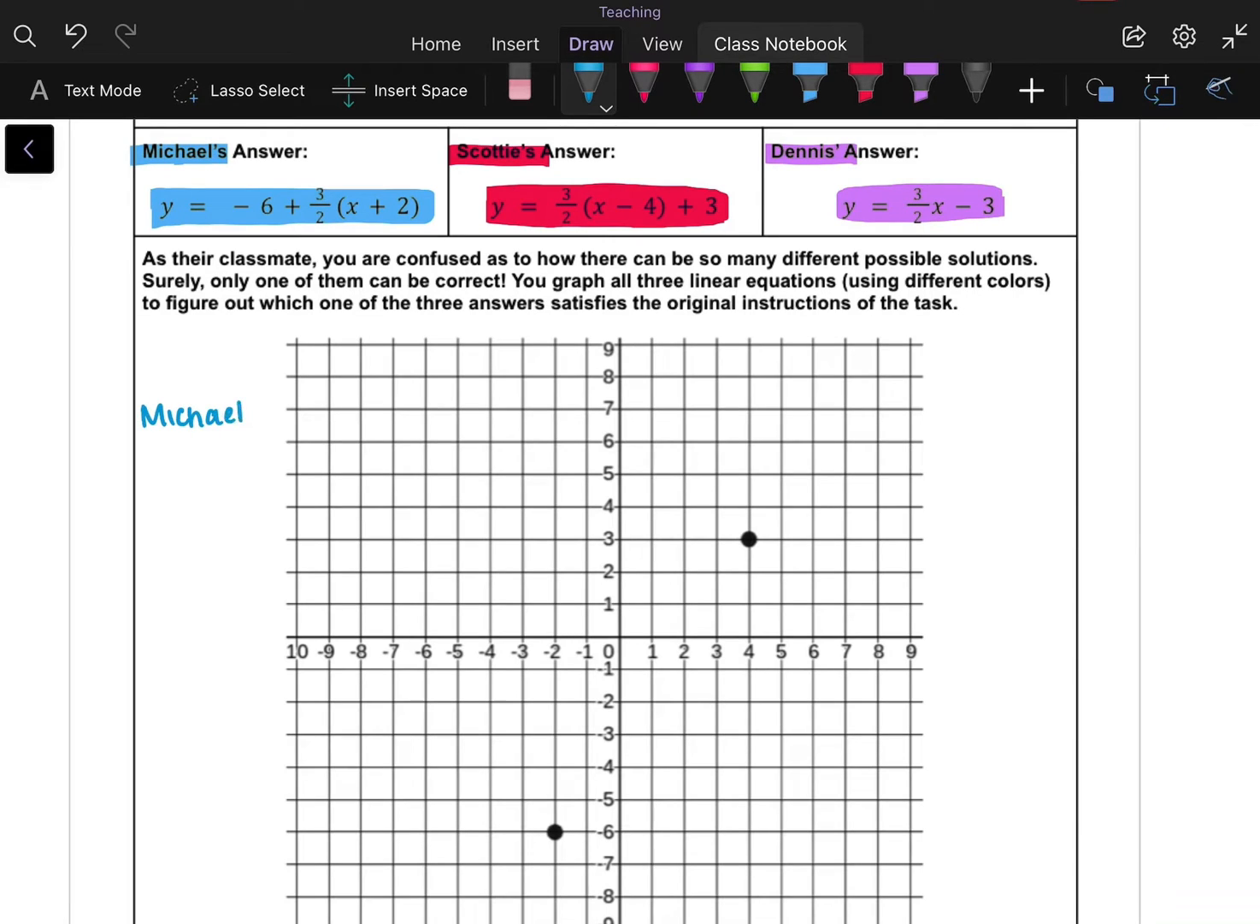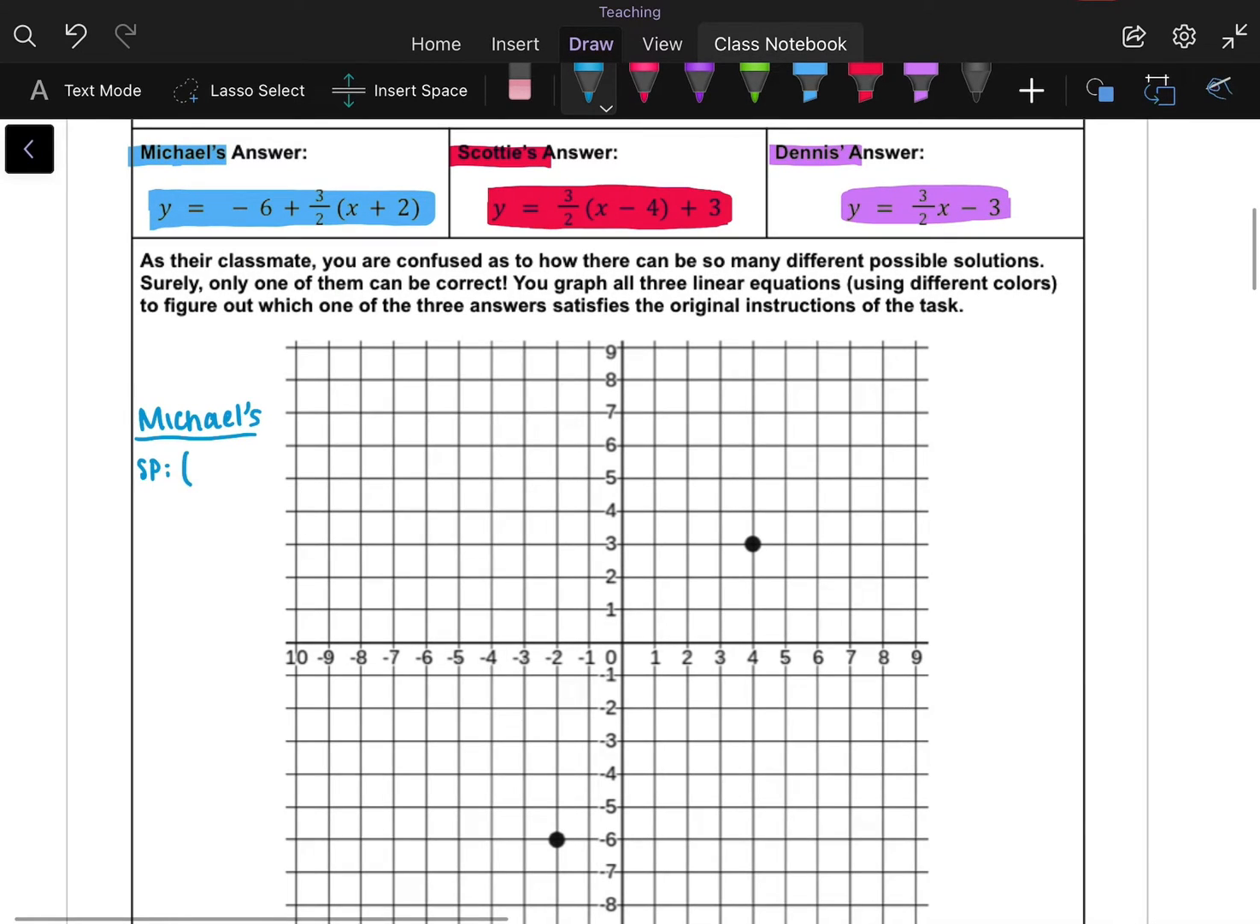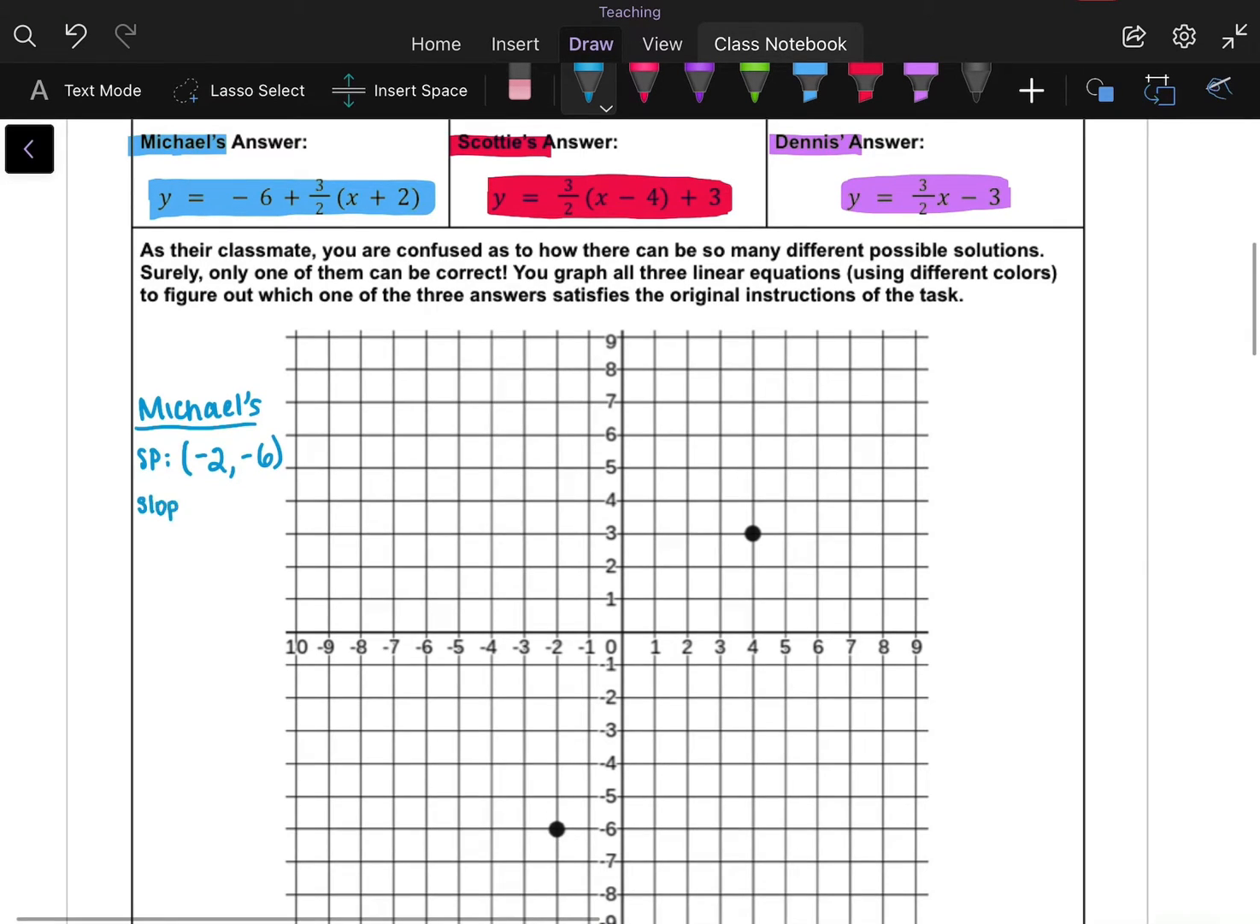What is the important information or key features from Michael's equation? What's our starting point in this one? Good, so our x starting point is -2. Remember, it's the opposite of what's added or subtracted inside of our parentheses with x. Since it's +2, our x is going to be -2. Our y is by itself out front, that -6. So (-2, -6) is Michael's starting point. His slope is multiplied by those parentheses, which is 3 over 2.